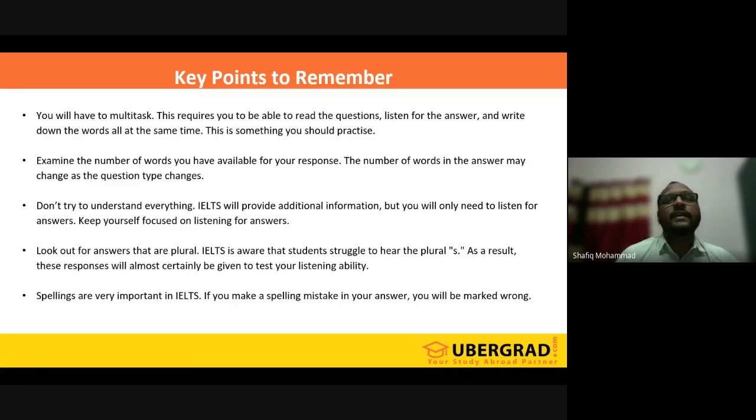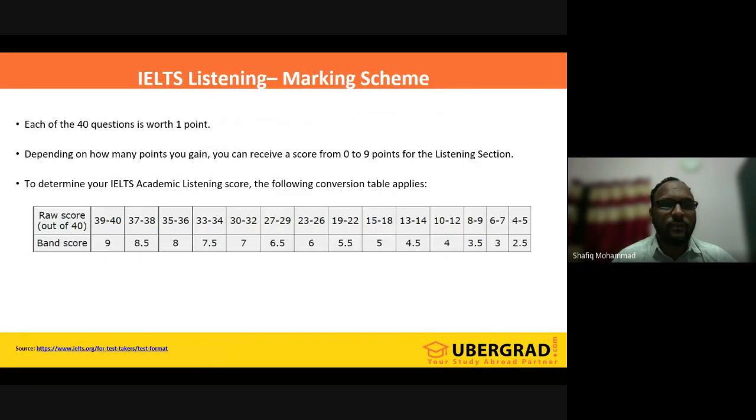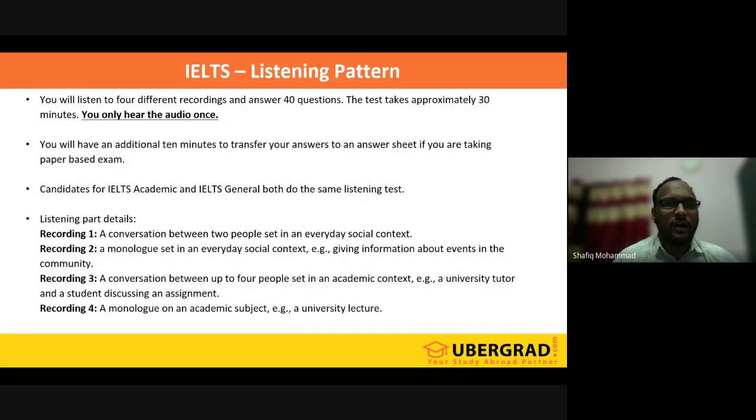The level of intensity increases section by section. For example, like I told you, there are 4 sections, right? The first section will be easier, the form filling.